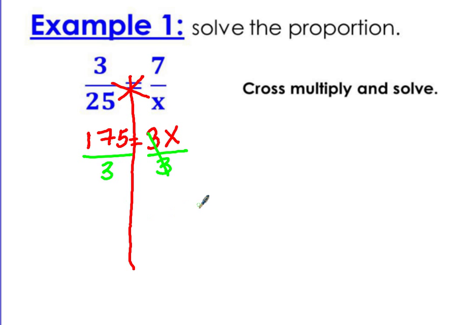And when I divide 175 by 3, I get a fraction. Which is okay. So I can't reduce this fraction, so my answer is 175 over 3 is equal to x, or if it makes you happy to write the x on the other side, it's the same thing to say x is 175 over 3.